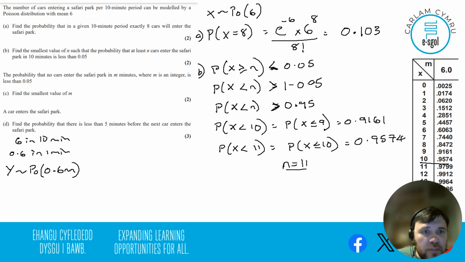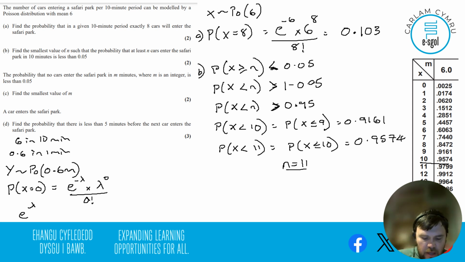And we now need to find the smallest value of m. If we look back at our equation and put in the probability that x is equal to 0, using the formula, you can say e to the minus lambda, where lambda is 0.6m, times lambda to the power of 0 over 0 factorial. Well, this is equal to 1, this is equal to 1. So what we end up having is e to the minus lambda must be less than 0.05, find the probability in integer less than 0.05.